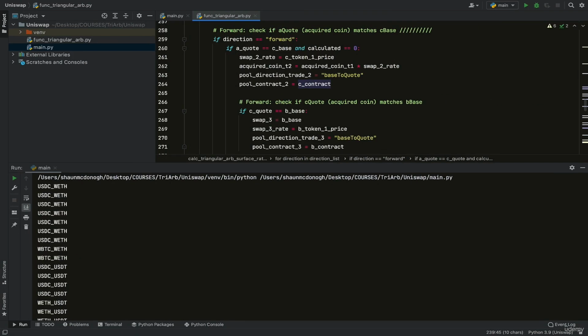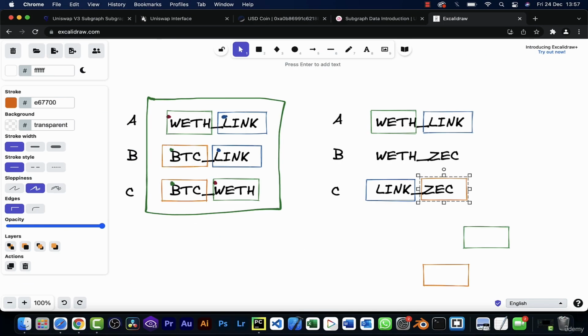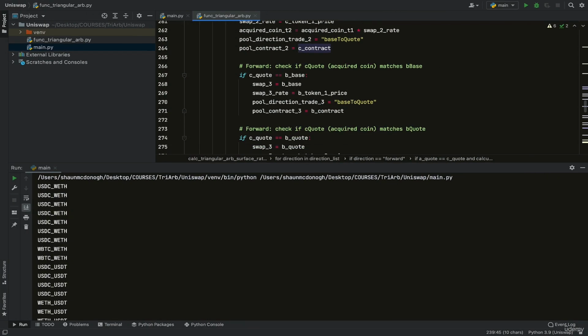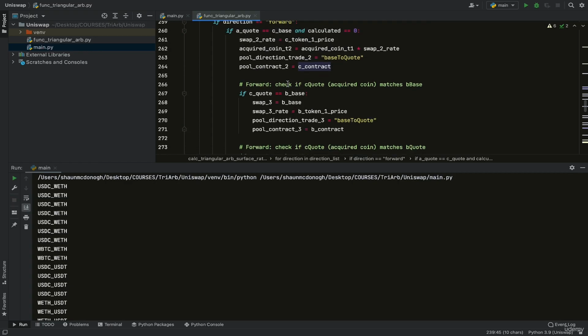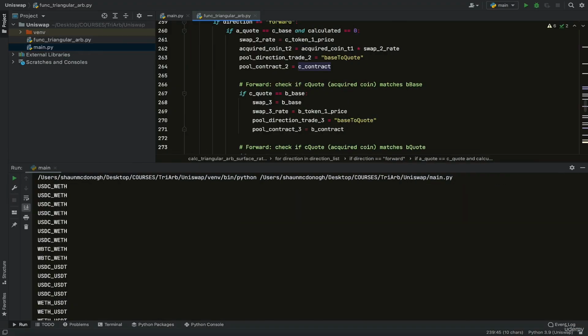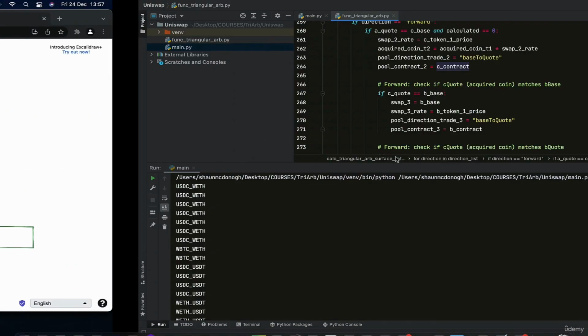So what's inferred is that the C contract, number 1, is now our contract 2. So contract C is now contract 2. It's the second leg. We're starting here, number 1, that's trade 1. Here's trade 2. It's on C. But now what's inferred is I have this ZEC. And if I have ZEC, i.e. now I've acquired the C quote, that's what's being inferred. I've acquired this. Well, does the C quote match the B base? And here it doesn't.